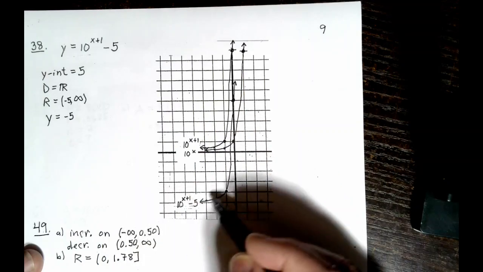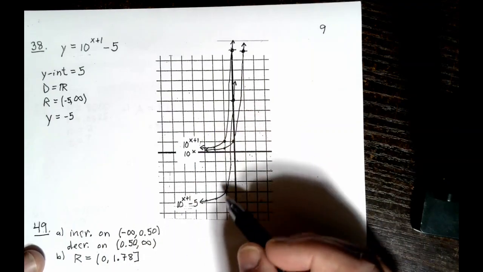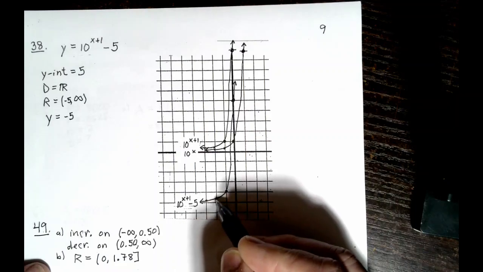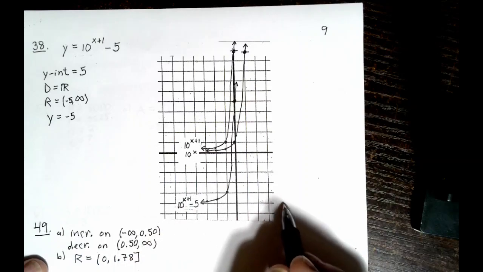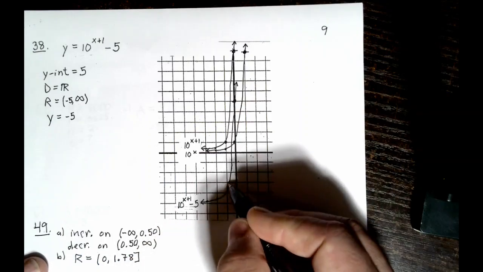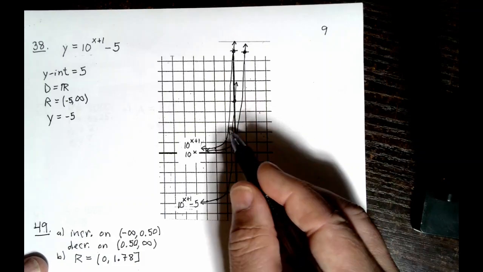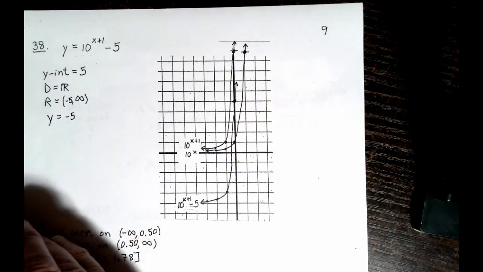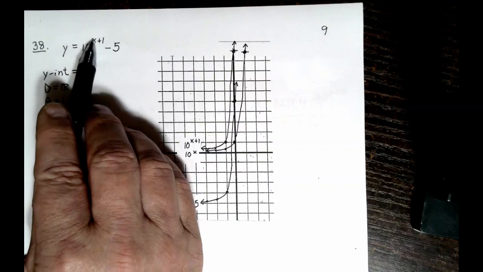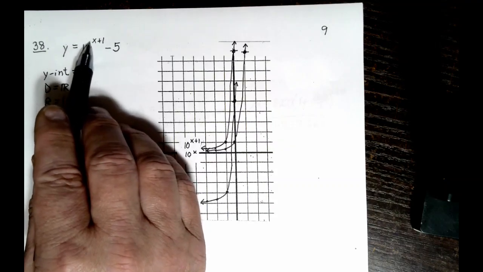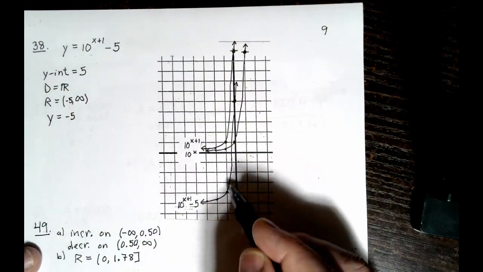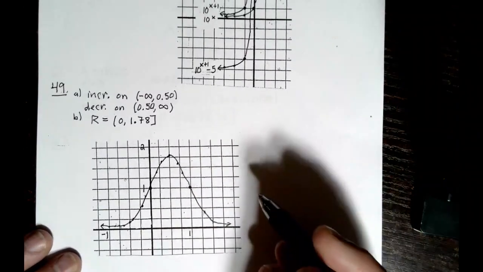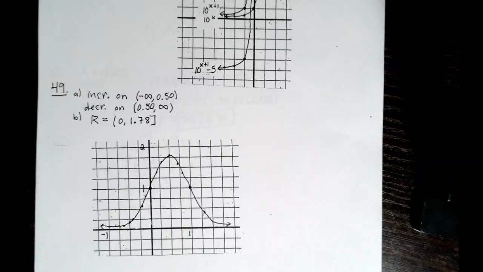Okay, so it's going left and right forever. Domain is everything. Your range goes from greater than -5 to infinity. And you've got an asymptote at y equals -5. If you plug in a 0 here, you get 10 to the 1, which is 10. 10 minus 5 is 5. So your y-intercept is at (0, 5). This one's a tricky one. This one is definitely a hard one.